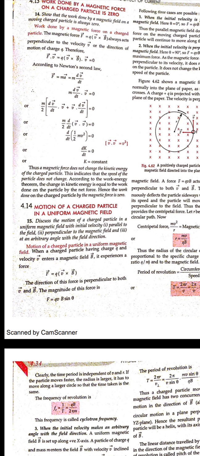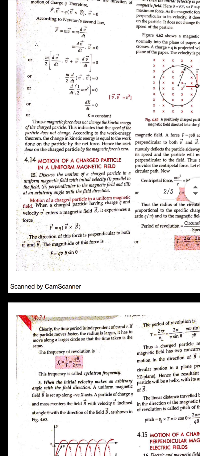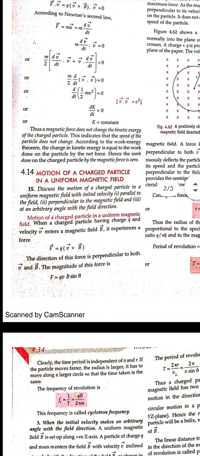So we can say here that the magnetic force applied on the moving charge does not change the kinetic energy of the charged particle. What does it mean? Whenever the charge is moving, the magnetic force does not apply any kind of energy on it. So the charged particle moves with a constant speed. And the work done on the charged particle by the magnetic force due to the magnetic field is 0.